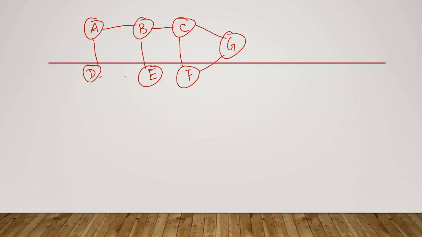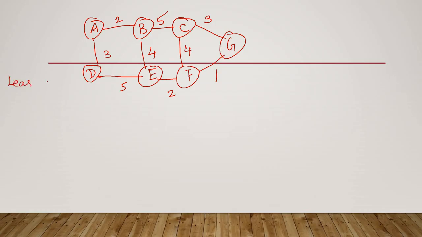From that we are just going to be finding the least cost. So from A to B is 2, B to C is 5, C to G is 3, C to F is 4, F to G is 1, E to F is 2, B to E is 4, A to D is 3, and D to E is 5.